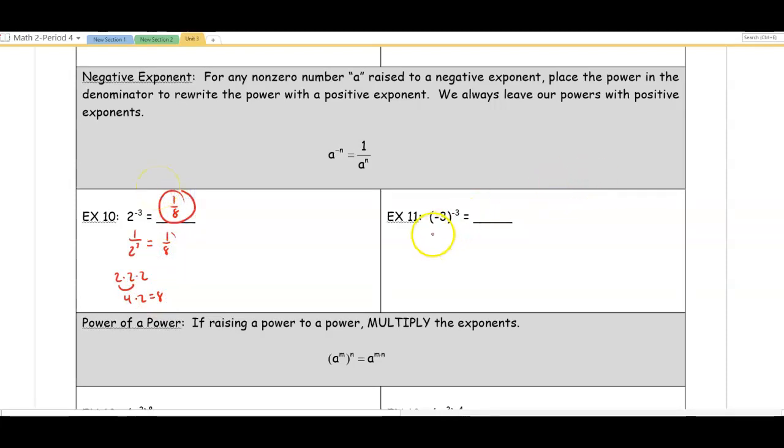Now, negative 3 to the negative third is 1 over negative 3 to the positive 3, right? And in this case, I would get 1 over negative 3 times negative 3 times negative 3, which is going to give me 1 over negative 27. So negative 1/27 is what you would get.